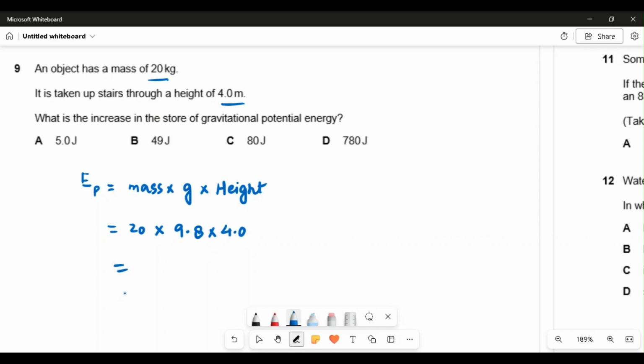So 4 times 20 is 80, times 9.8 gives me 784, and joule is the unit, 784 joule. When we round up to two significant figures, we have 780 joules.